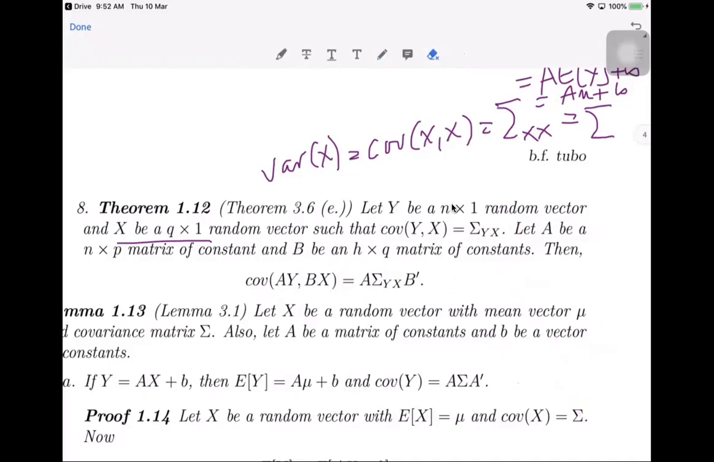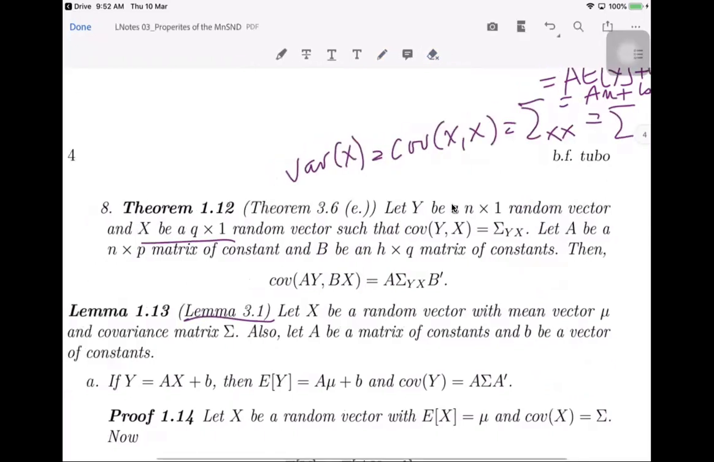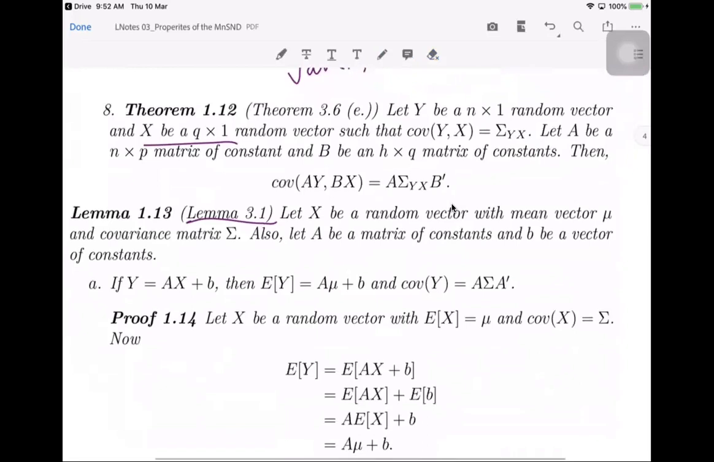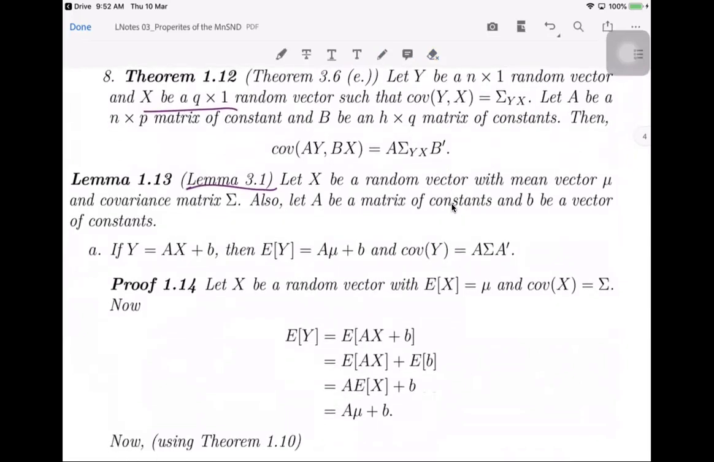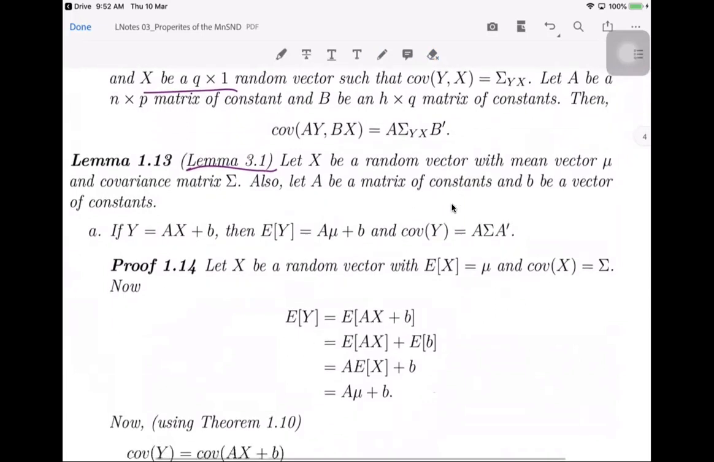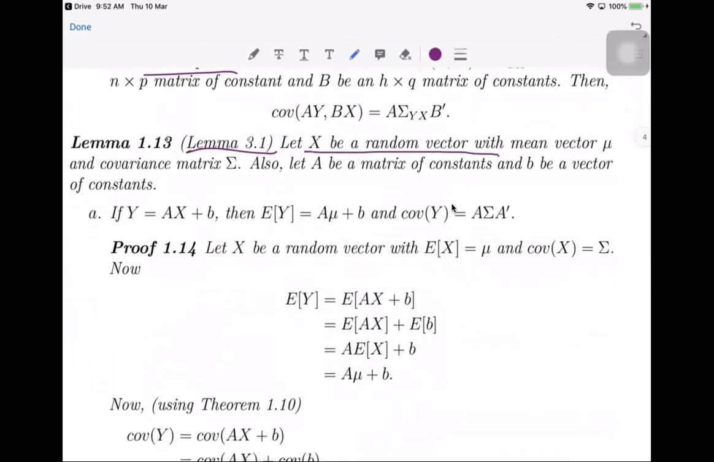So with that in mind, we can now prove lemma 3.1 of Arnold. So lemma 1.13 is lemma 3.1 in Arnold. In Arnold's notation, he started with a random vector x. This random vector x has a mean vector mu and a covariance matrix sigma. A is a matrix of constants and B is a vector of constants.